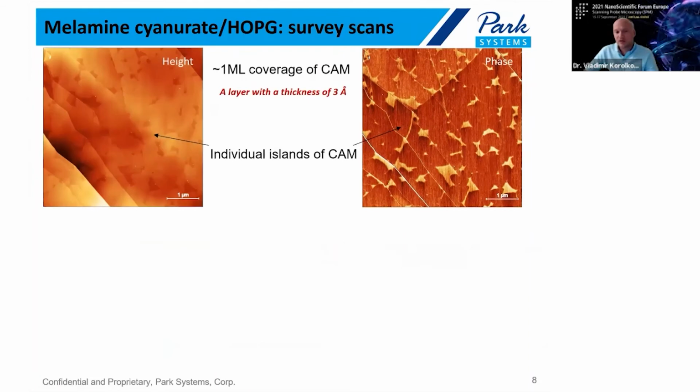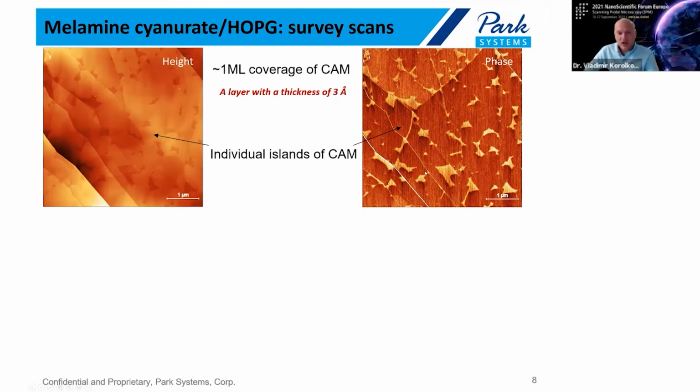If we look at the large scale images, we adsorb those molecules from water on a graphite surface, and then we image them in ambient, in air. Depending on the surface coverage, which can be varied in a very controllable fashion, from a tiny submonolayer coverage to a multilayer. In this instance, we have a nearly monolayer coverage. And in the height, you can see islands of the network. And in the phase, you can see a contrast corresponding to the height channel.